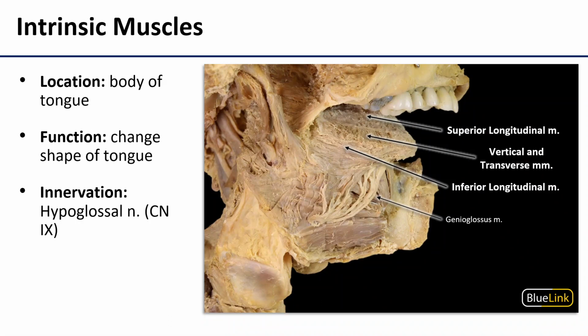These are all innervated by the hypoglossal nerve, and they include the superior and inferior longitudinal muscles, which are going to shorten the length of the tongue by pulling the sides in like so. The vertical fibers, which will flatten the tongue by pulling the top down in and the bottom down in like that. And then transverse fibers, which are going to narrow the tongue from side to side.